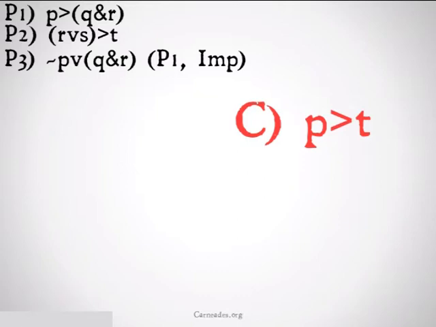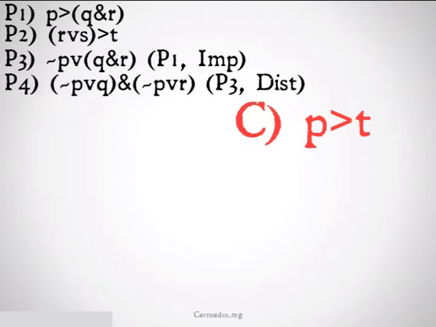So we will get not P or Q and R from premise one, implication. What are we going to do now? Well, I mentioned distribution, so let's give it a try. We'll do not P or Q and not P or R from premise three, distribution.